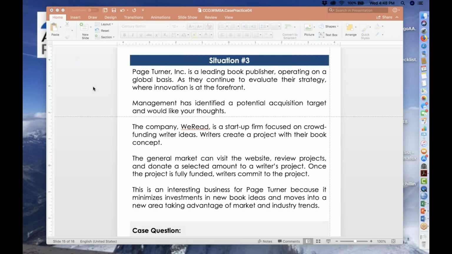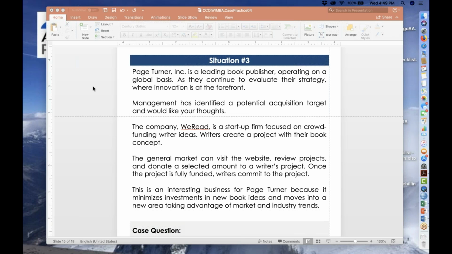They have come across this company called We Read, and it's a startup firm. And what this company does is crowdfund writer ideas. So what this means is that writers create a project with a book concept, and then the general market, any one of us, can go out to the We Read website. They can review the project, and then they can donate money to help the writer fund their project. And then once the project is funded, the writers will commit to the project and write their book.